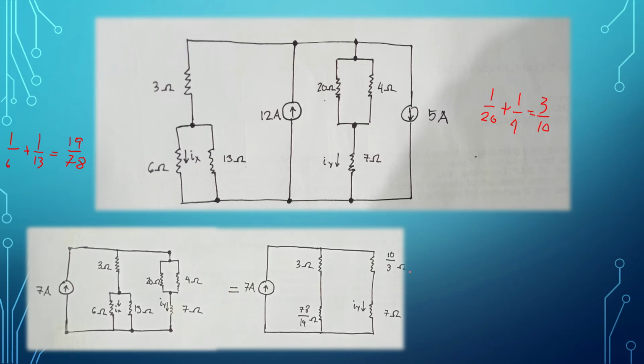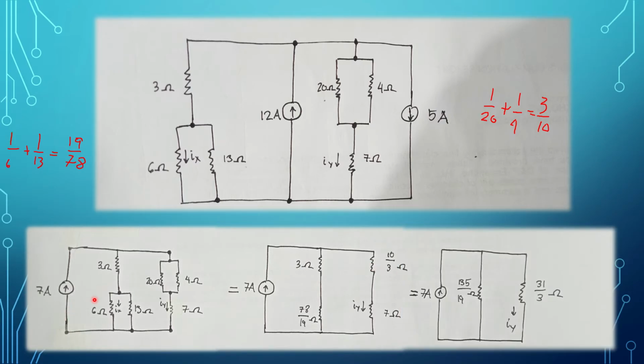So here it is. And we can simplify that further. As you can see, these circuits are now in series with one another, so you can combine them simply by adding them. So 3 ohms is in series with 78 over 19, so you will get 135 over 19 ohms of resistance, and 10 over 3 is in series with 7 ohms, so you will get 31 over 3 ohms of resistance.